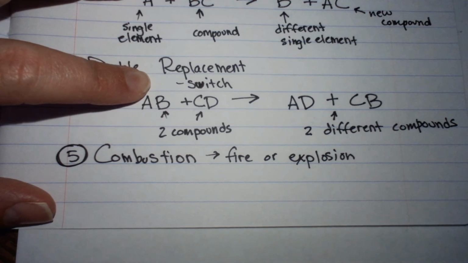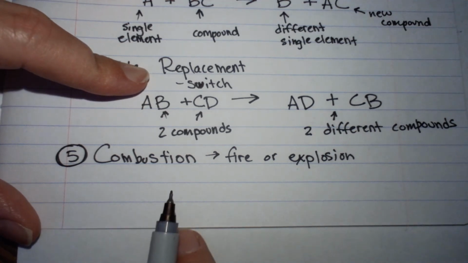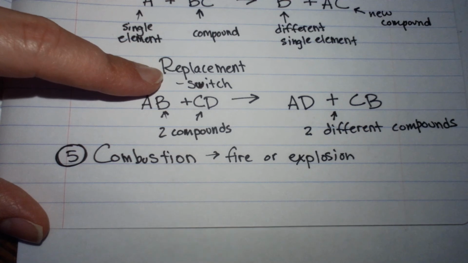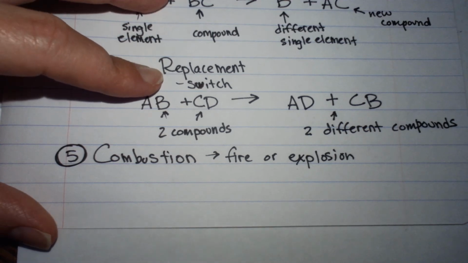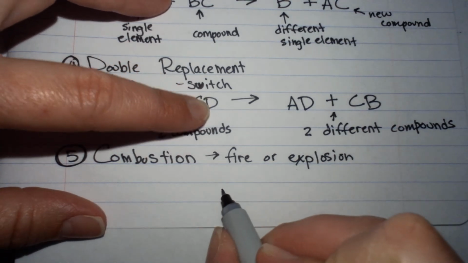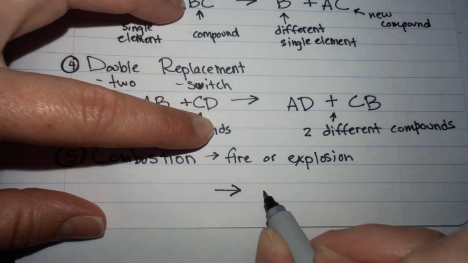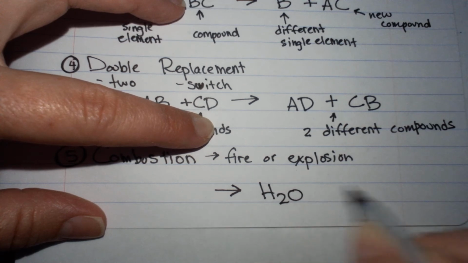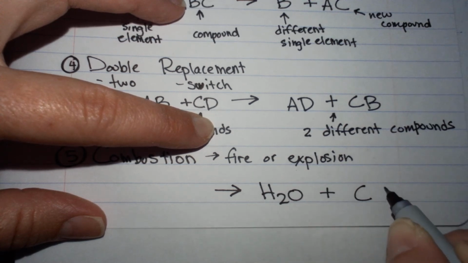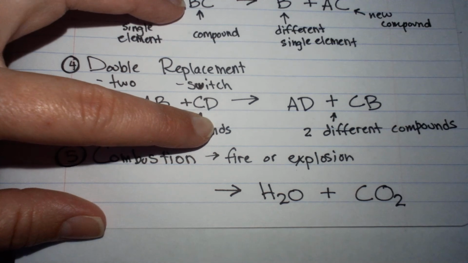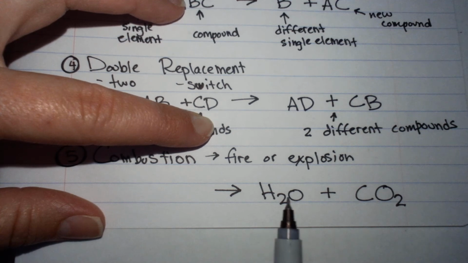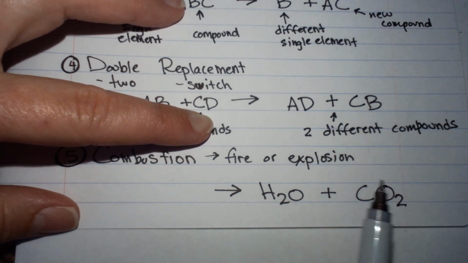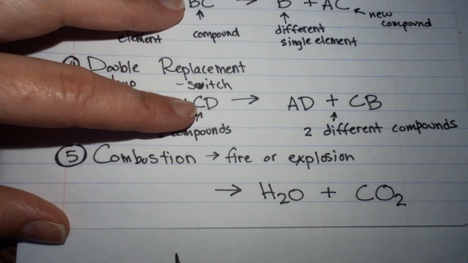So when we look at a combustion reaction, this is the only one that has a really specific ending. Every single time there's a combustion reaction, it produces water and carbon dioxide every single time. Now that's kind of weird because we usually would use water to put out a fire, but from combustion, water and carbon dioxide are always produced.